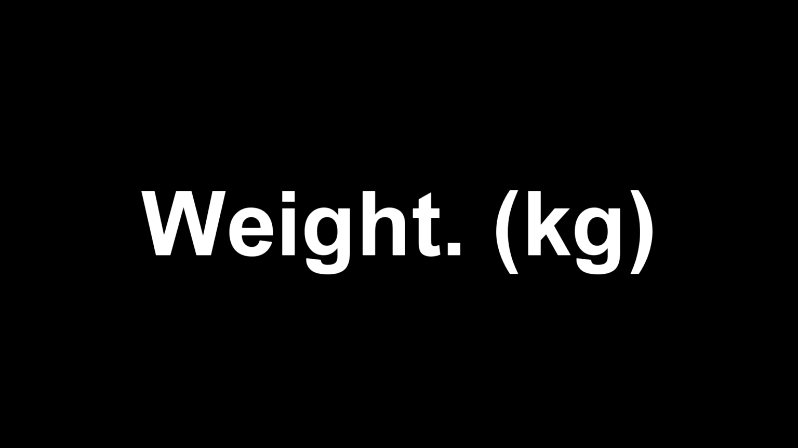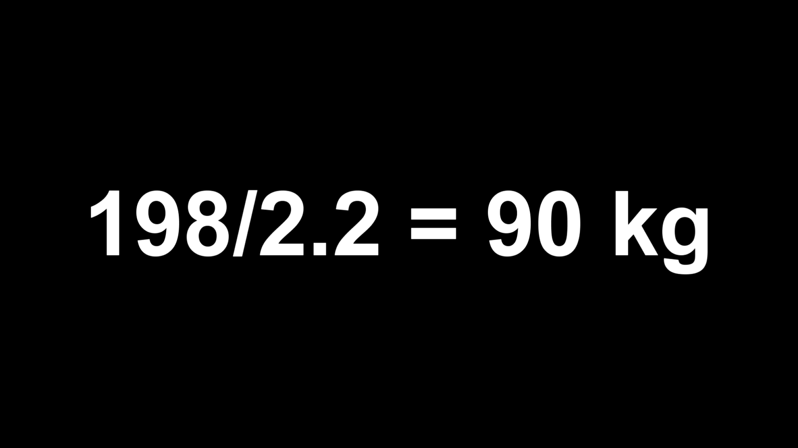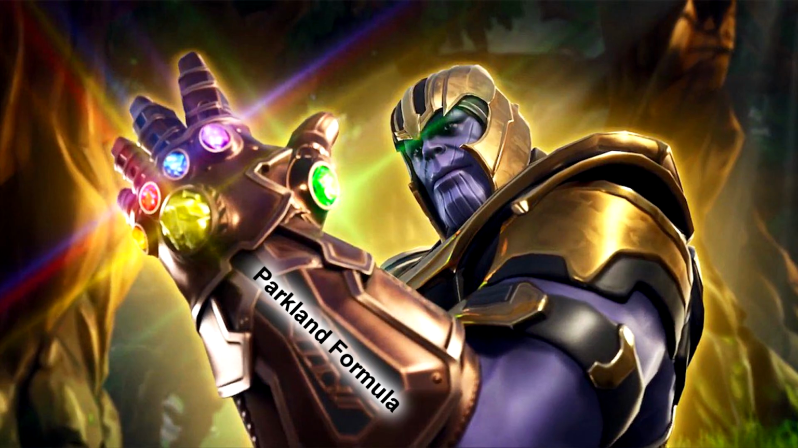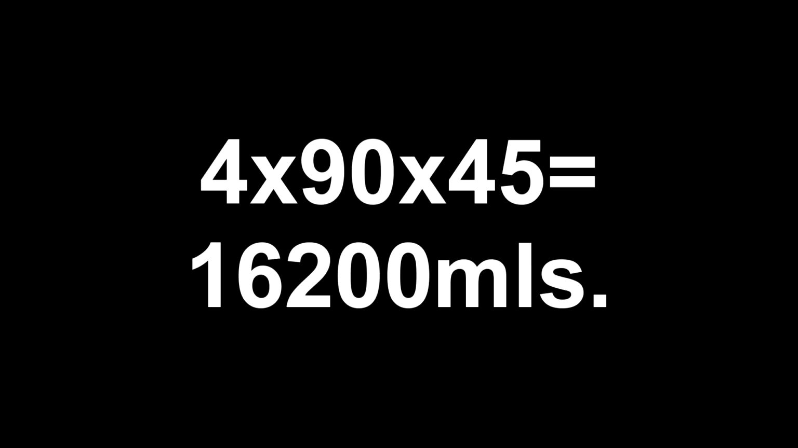Now, regarding his weight, let's just say he is a hefty 198 pounds. After all, he is an icy guy. To convert pounds into kilograms, simply divide by 2.2, in which 198 divided by 2.2 will give you 90 kilograms. Now that we have all the components for our Parkland formula, simply multiply 4 times 90 times 45. This gives us a volume of 16,200 milliliters needed for adequate fluid resuscitation in the first 24 hours.